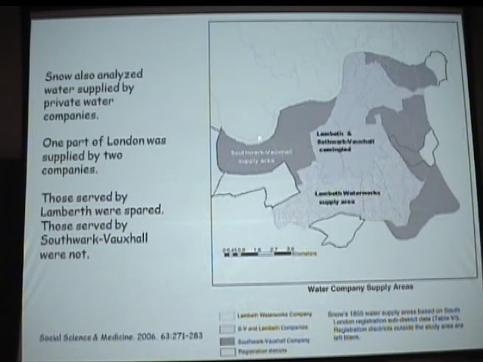The Southwark Vauxhall provided water here and here, whereas Lambeth provided water here. This region of London was provided by both. Both companies ran pipes under the ground and provided water to the people of London. They competed for the privilege of providing water in this part of London. So that is a beautifully controlled study.